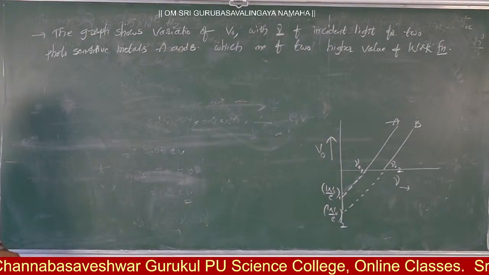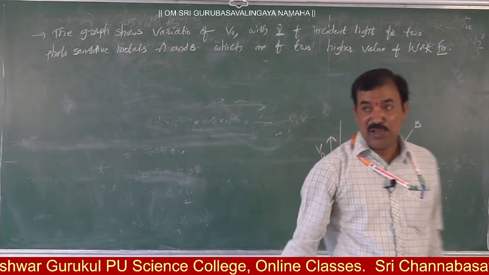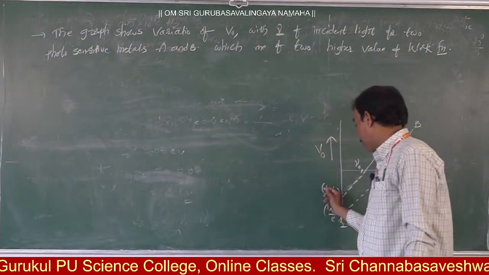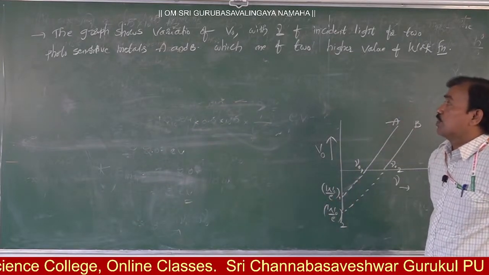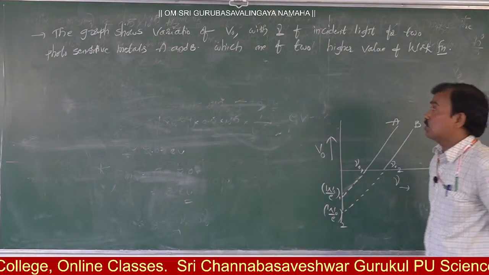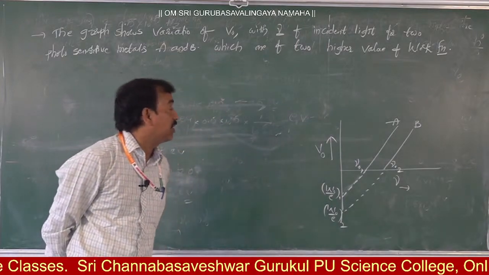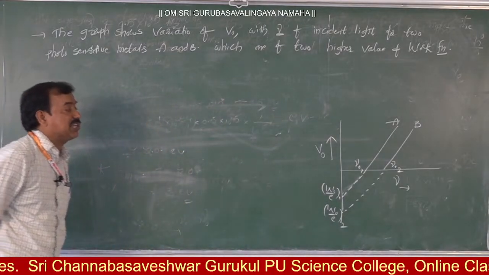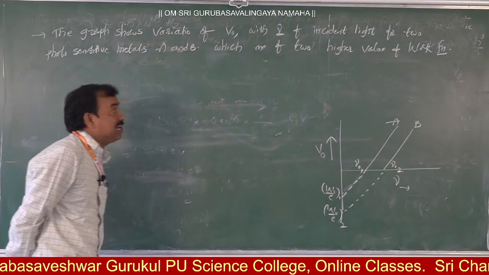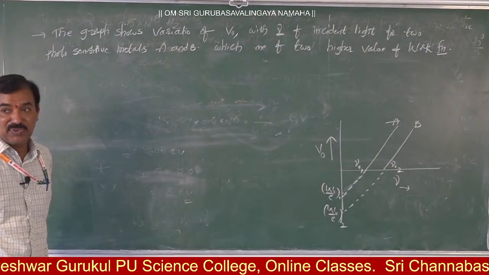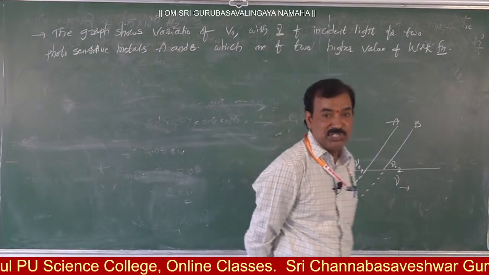Please draw the graph here. We did this same model once. A and B, two metals are given, with work functions W0 1 and W0 2. This is the variation of the stopping potential V0 with frequency nu of incident light, for the two photosensitive metals A and B. So which one of the two has the higher value of work function?